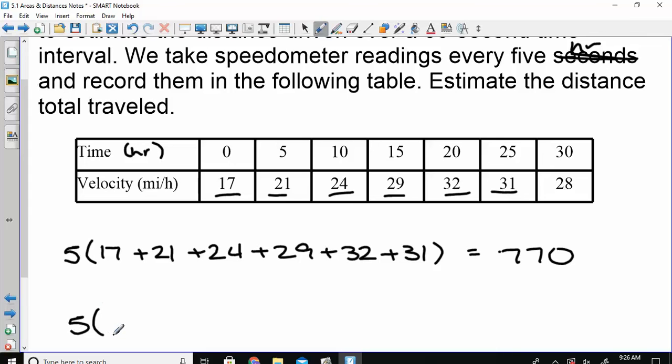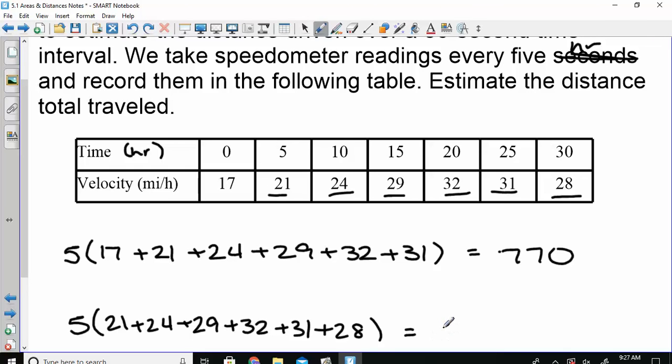For the other one, what's going to change? Basically this one, we were assuming the speed from the beginning of the time interval. The other option would be to assume the speed at the end of the time interval. So it's taking out that 17, and instead we would end at 20. And what'd you get that time?